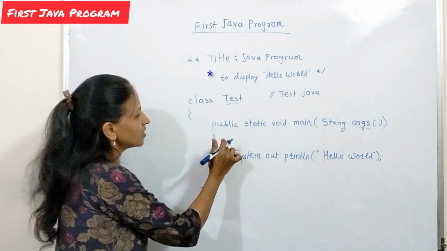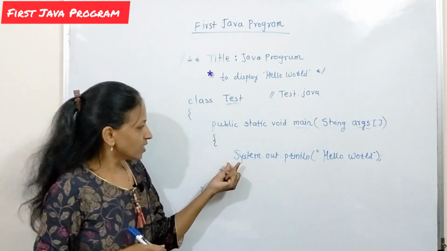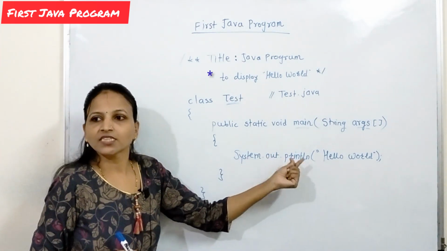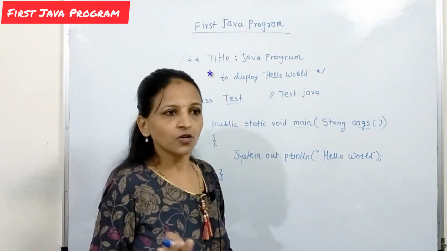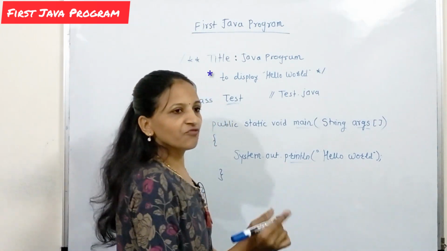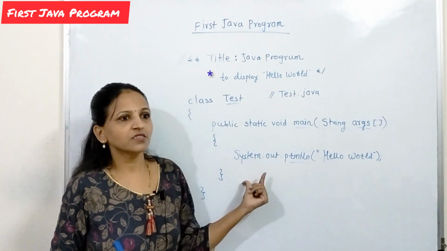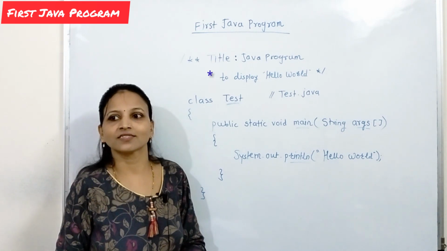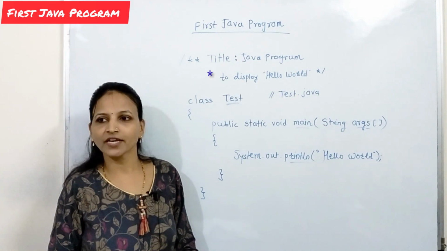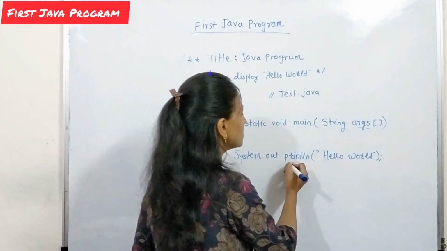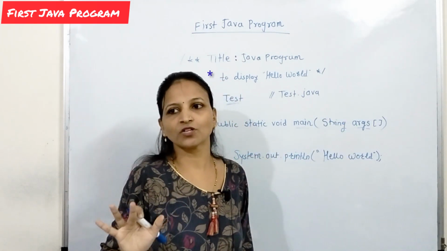Now next, what is the meaning of this public static void main? I am going to explain, but before that, see here we have written System.out.println. This statement is used in Java for displaying something onto the output screen. Now this println is a predefined method. System is a class. Now what is this out? Out is a member of that class. I will explain, don't worry, but because of this statement you will get this hello world message displayed onto the output screen.